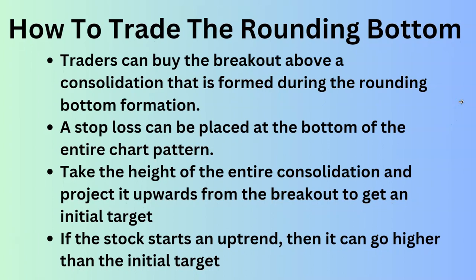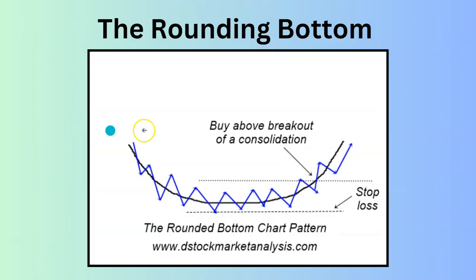So how do you trade the rounding bottom? Traders can buy the breakout above the consolidation that is formed during the rounding bottom formation. The stop loss can be placed at the bottom of the entire chart pattern. Take the height of the consolidation and project it upwards from the breakout to get an initial target. And as I said, if the stock is really bottoming and starts an uptrend, this stock can go way higher than the initial target. Let's go back to this chart and see.